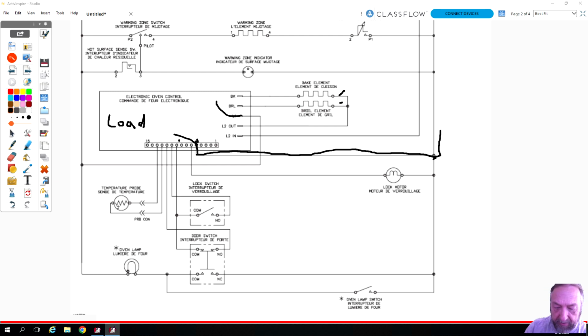And if we look here on the side, then we have our L1 and L2 in and out. I'm sorry, L2 in and out. This is our L1. And this is our bake and our broil. These are our relays right here. Power's coming in, goes through these relays and goes out to your bake and to your broil here. So if I want to test this board, I'm going to check it on those pins. Well, I've got a test to make now. So let's see what we can do here.